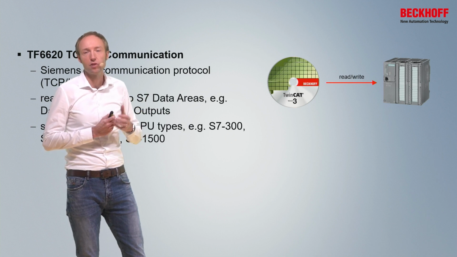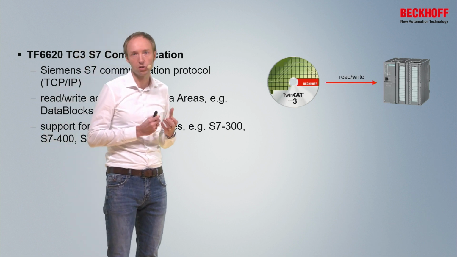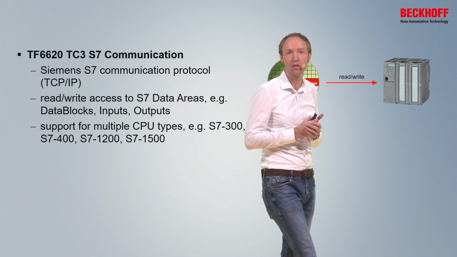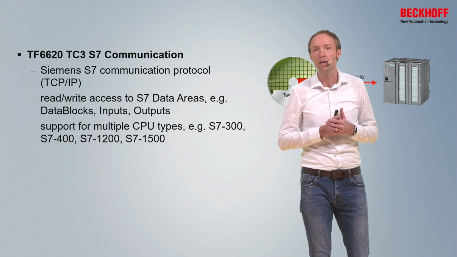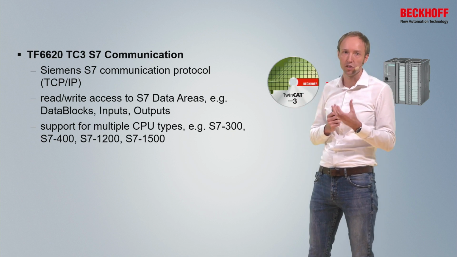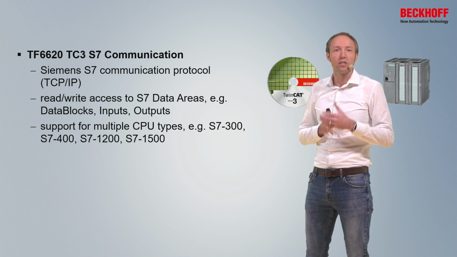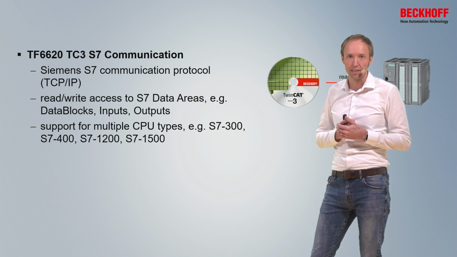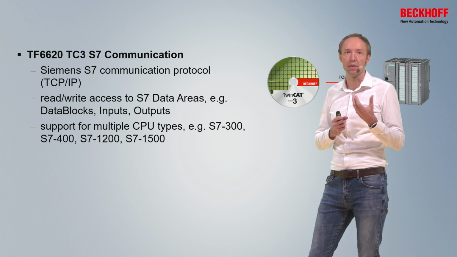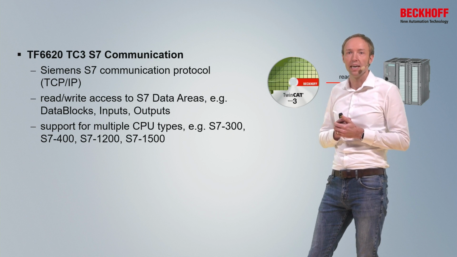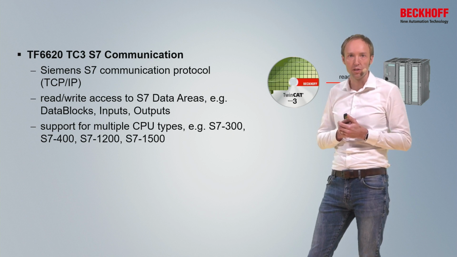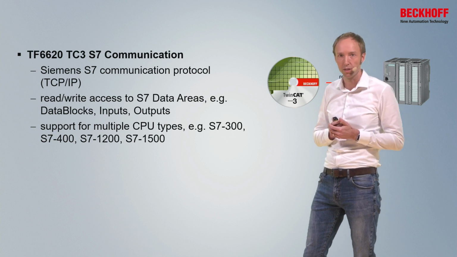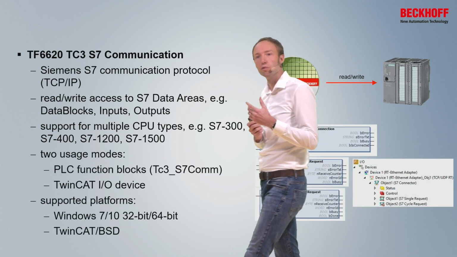The TwinCAT S7 Communication product is the newest addition to our TwinCAT connectivity product family, and it allows you to establish a TCP/IP-based S7 communication with a Siemens S7 CPU. Using this product, you can read/write variables from an S7 data area, for example, from the data blocks area, from the inputs or outputs area, and it provides support for multiple CPU types like the S7 300, 400, 1200, or 1500.